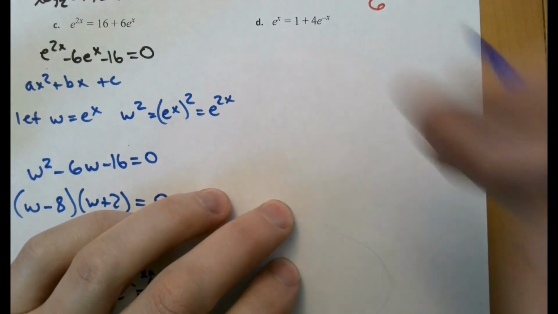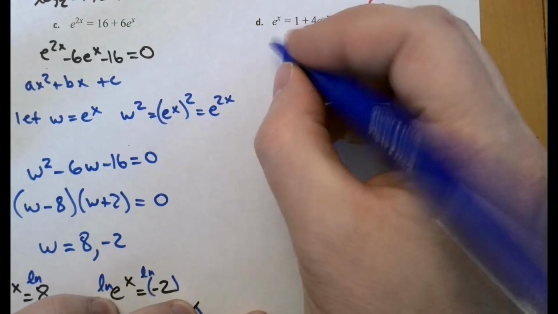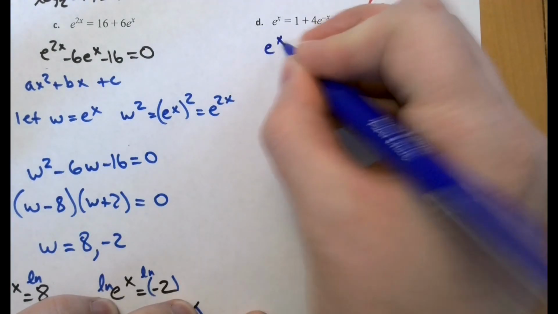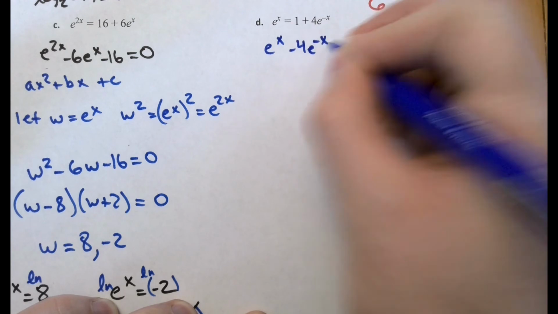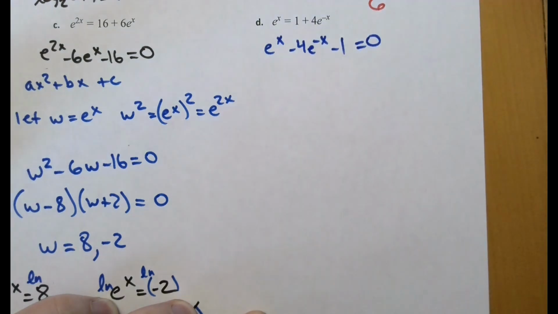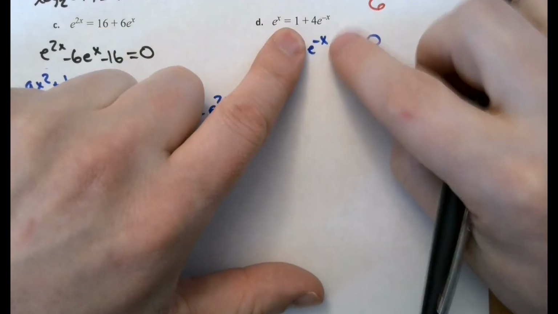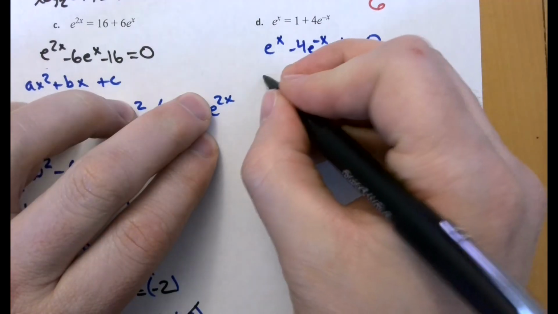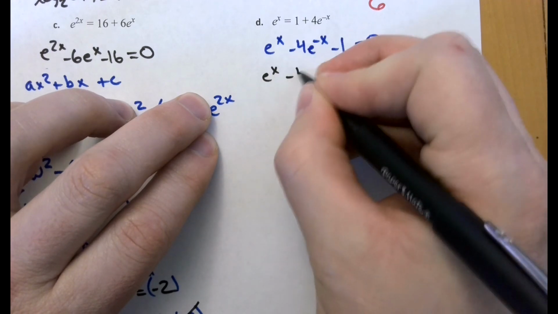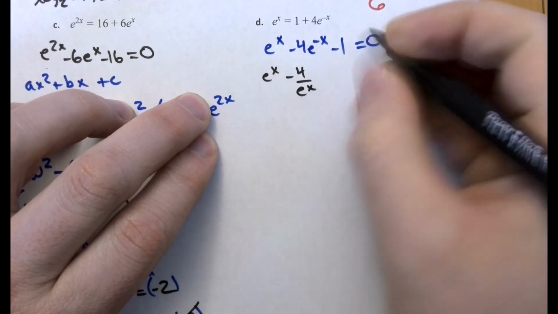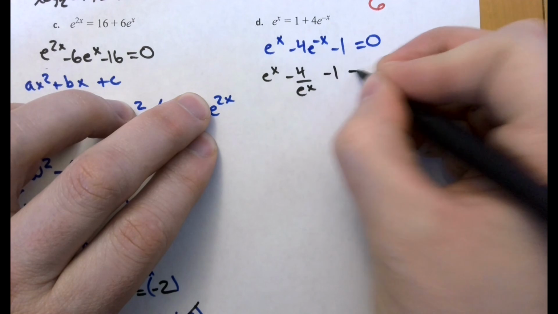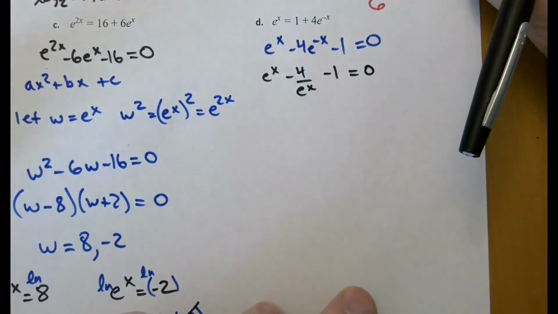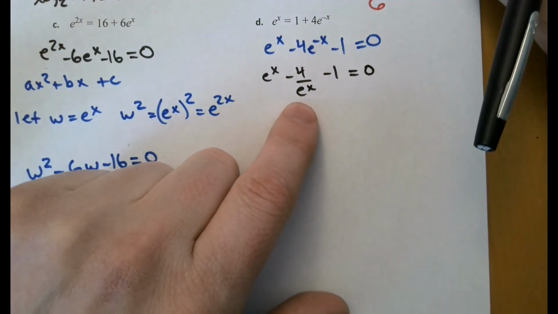So I think the first thing I'm going to do is get everything on the left side like I did over here. So subtract that 4e to the negative x, subtract that 1, we get 0. I'm then going to remind you of that special property of when you raise something to a -1, that's really division by it. So this is really e to the x minus 4 divided by e to the x minus 1 equals 0. Well, that means we have to be careful.